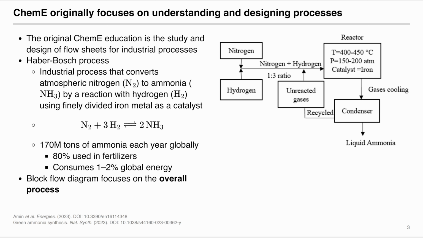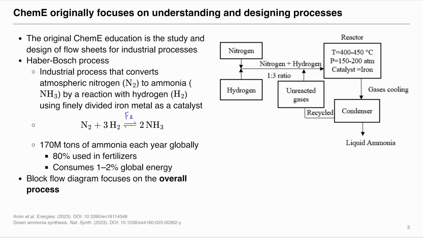The original chemical engineer education is the study and design of flowsheets for industrial processes. Shown here is the famous Haber-Bosch process that converts atmospheric nitrogen to ammonia by reacting with hydrogen using finely divided iron metal as a catalyst. This process is responsible for more than 170 million tons of ammonia produced each year globally. 80% of them are used in fertilizers, and this process consumes approximately 1 to 2% of the global energy.